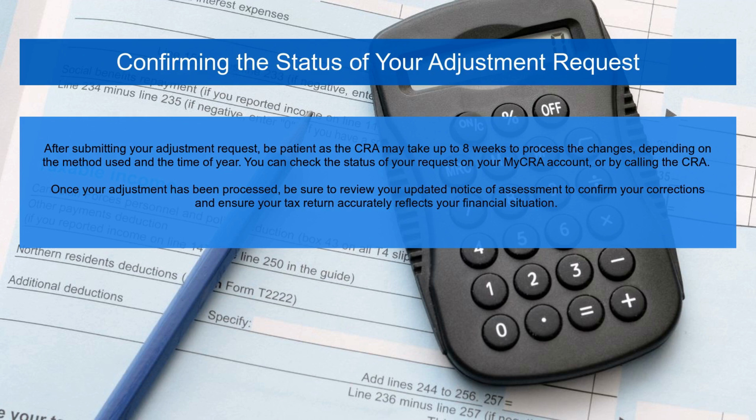After submitting your adjustment request, be patient as the CRA may take up to 8 weeks to process the changes, depending on the method used and the time of year. You can check the status of your request on your MyCRA account, or by calling the CRA. Once your adjustment has been processed, be sure to review your updated Notice of Assessment to confirm your corrections and ensure your tax return accurately reflects your financial situation.